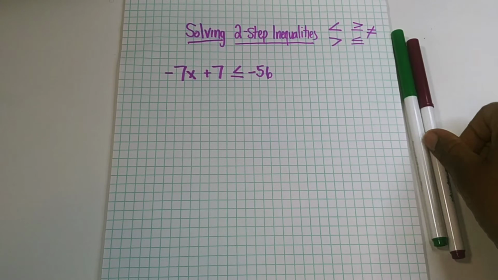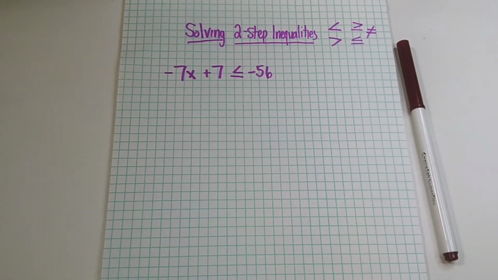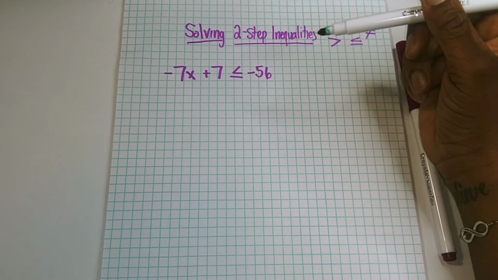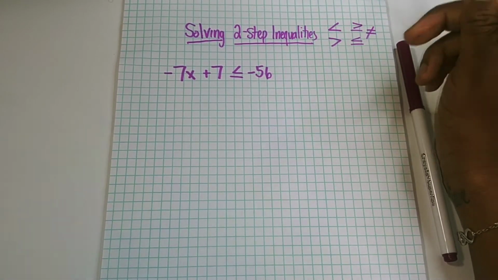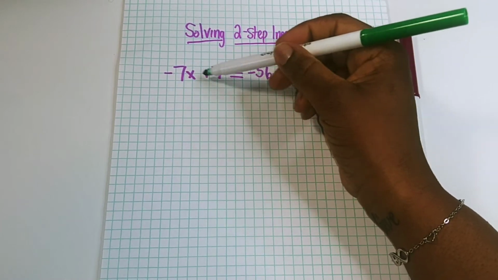This video is on solving two-step inequalities that may require you to flip the inequality symbol because you may be dividing or multiplying by a negative number. That is a common mistake. First, I need to make sure that I isolate the variable.